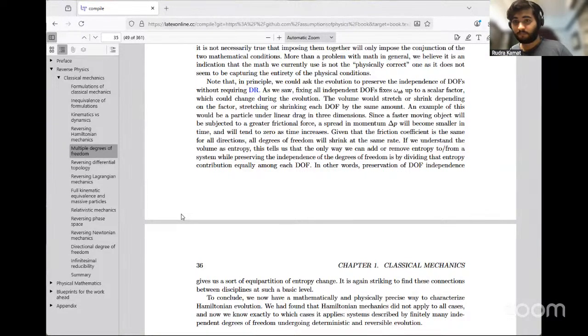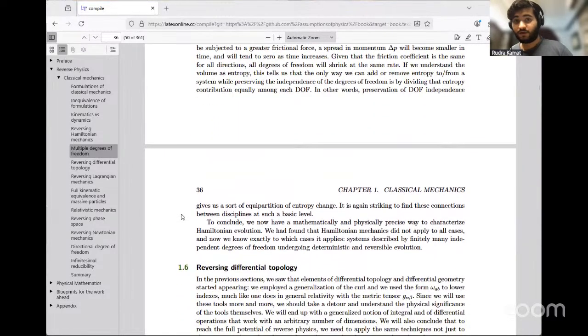Given that the friction coefficient is the same for all directions, all degrees of freedom will shrink at the same rate. If we understand the volume as entropy, this tells us that the only way we can add or remove entropy to or from a system while preserving the independence of the degrees of freedom is by dividing that entropy contribution equally among each DOF. In other words, preservation of DOF independence gives us a sort of equipartition of entropy change. It is again striking to find these connections between disciplines at such a basic level.